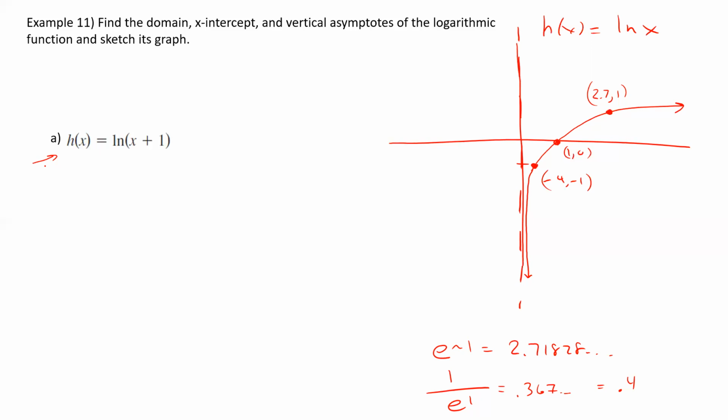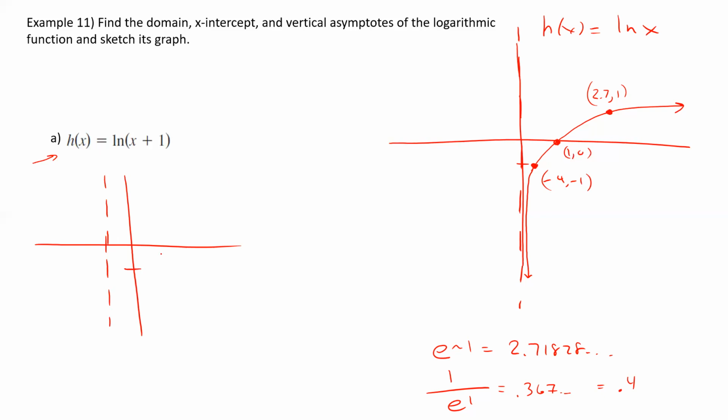Yeah, the up one would be on the outside. No, but left, yeah. Good. Inside the function, it's always the opposite. So if it's a plus 1, we go left. In this case, it's probably easier to do the vertical asymptote first. Let's put the vertical asymptote down at x equals negative 1. We have to scoot these guys over.